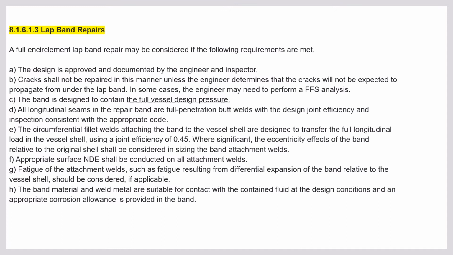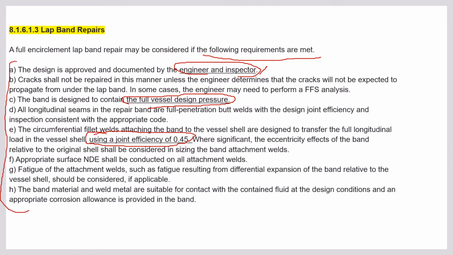So lap band repairs. The fillet weld repairs and lap band repairs are different. In fillet weld, nothing is overlapping with another one, but lap band means it is overlapped. A full encirclement lap band repair may be considered if the following requirements are met. There are a few terms you need to remember. The design is approved by the inspector and engineer, that you need to remember. The band is designed to contain the full vessel design pressure, and there is another one, the joint efficiency should be 0.45. Okay, these are the requirements. There are a few others, you can read them, but these three terms are important and can be expected in the questions.